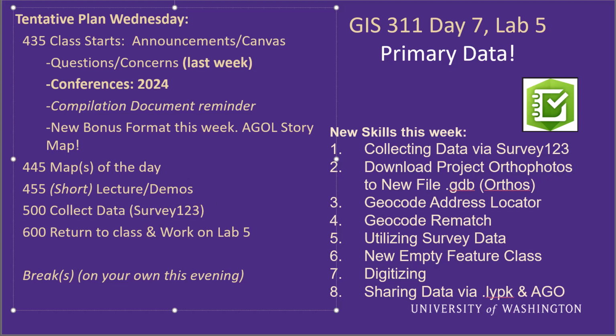At about 5 o'clock or 30 minutes into the class, depending on if you're spring or summer or fall, autumn, you will collect data using Survey 123. Again, the directions are listed in Lab 5, Part 1. Around 6 o'clock or an hour after starting collection of the data, all students will return to class and work on Lab 5, Part 2.